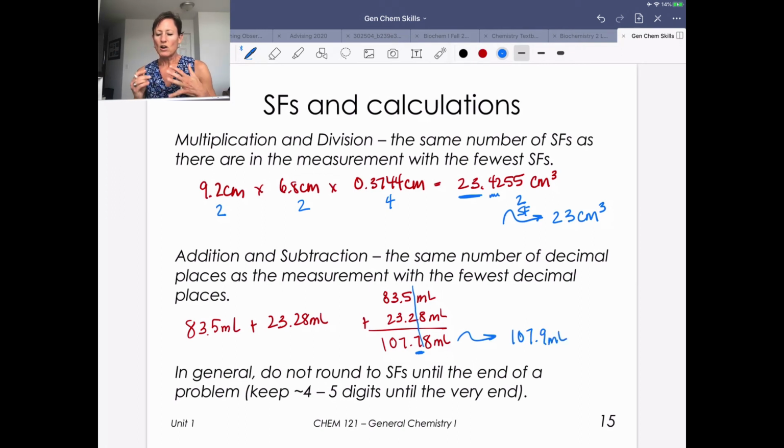Okay, so 107.9 milliliters is going to be the final answer for that problem because I'm limited by having only one digit to the right of the decimal place. Okay, so again, I've got a little comment here. In general, don't round to significant figures until the very end of a problem. Keep 4 to 5, even 6 significant digits until you get to the end. That's a classic place where students are going to be off on their final answer because they round too early. So don't round too early. Round once. Wait till the end.